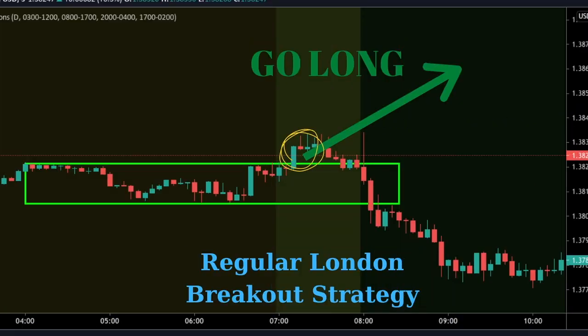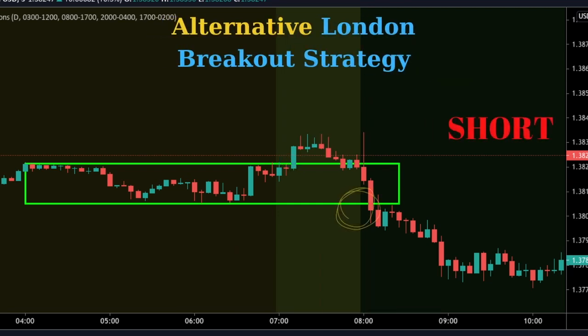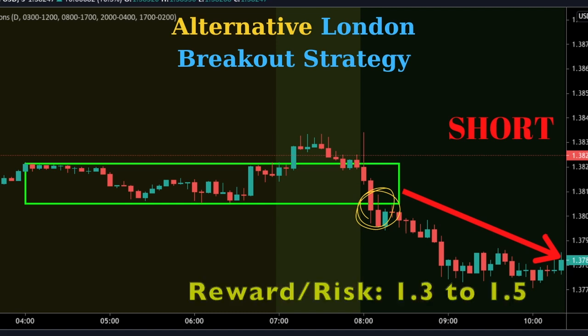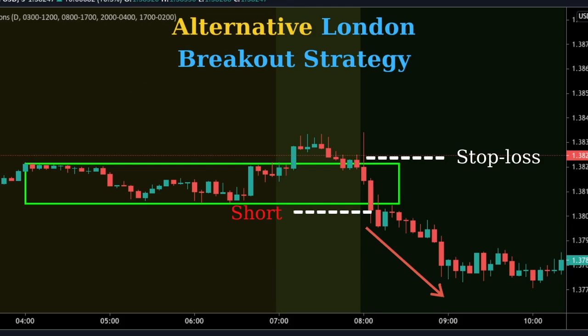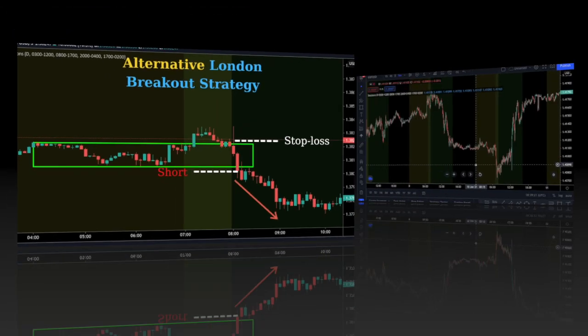For the take profit target, according to my backtests, this strategy works better with a smaller risk-reward ratio. You can aim for a risk-reward ratio between 1.3 to 1.5, I usually stick with 1.5 depending on the situation.